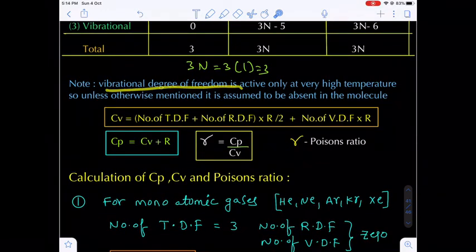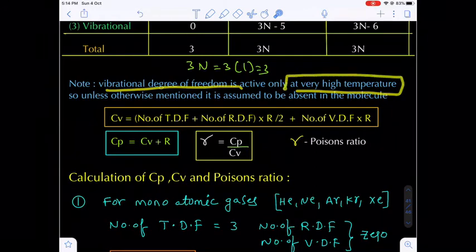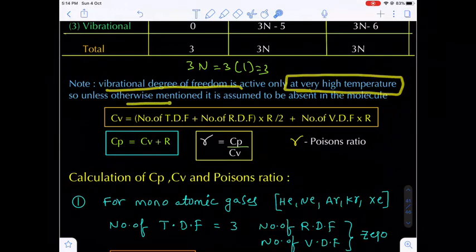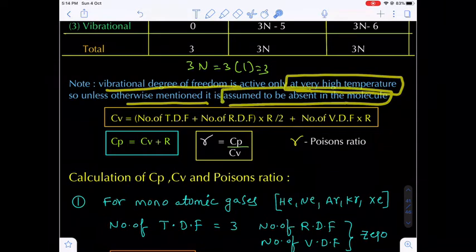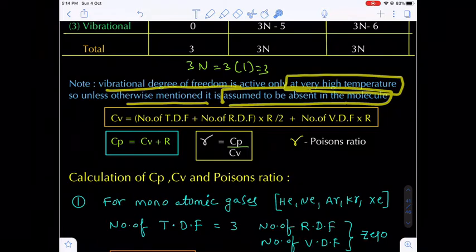The vibrational degree of freedom is active only at high temperature. Remember, we have to consider the vibrational degree of freedom only at high temperature. Unless otherwise mentioned, it should not be considered. That means it should be taken as absent in the molecule. In that case we have to consider only the translational degree of freedom and rotational degree of freedom. We should not consider the vibrational degree of freedom. Once it is mentioned in the question, then we have to consider the vibrational degree of freedom.